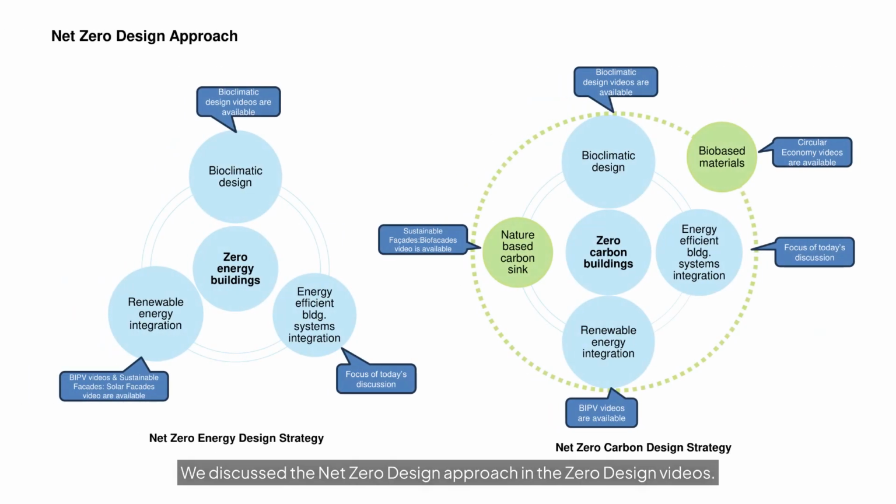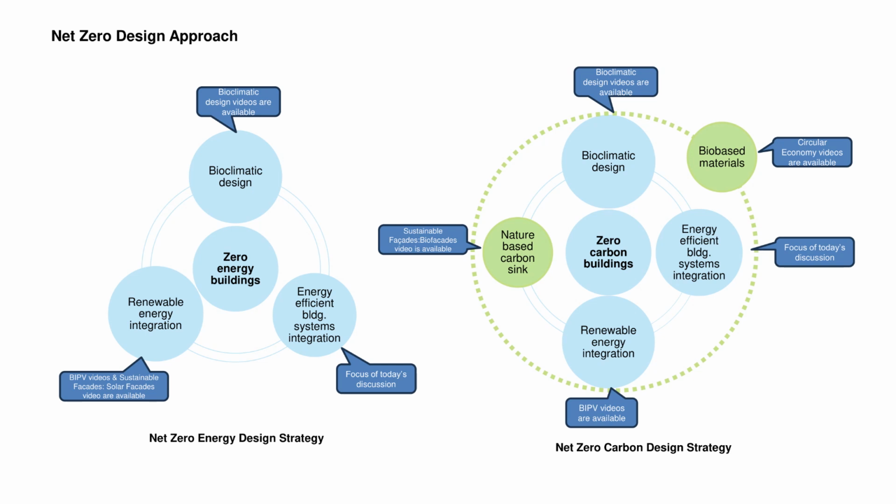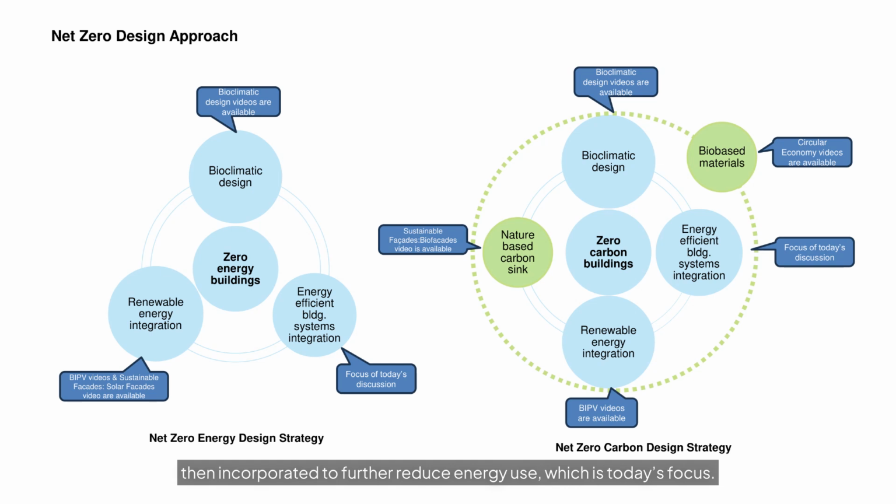We discussed the net zero design approach in the net zero design videos. The net zero energy approach on the left consists of bioclimatic design, energy efficient systems, and renewable energy integration. The design goal is to reduce energy use through bioclimatic strategies from the outset. Energy-efficient HVAC systems are then incorporated to further reduce energy use, which is today's focus. Then, the on-site renewable energy system is integrated to support building operations.